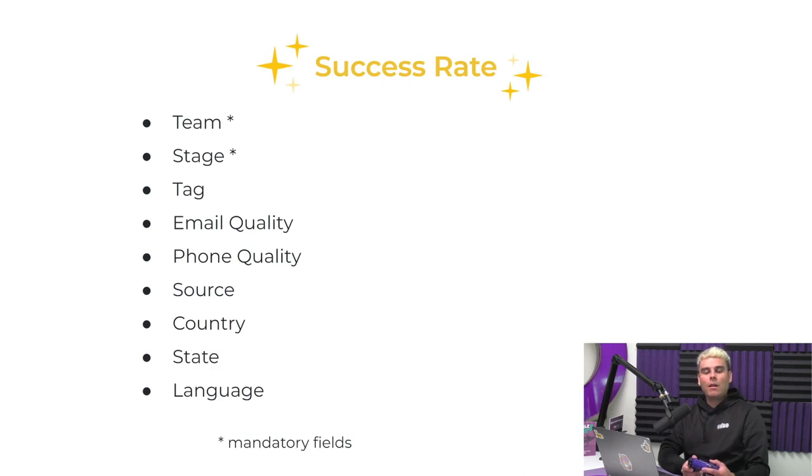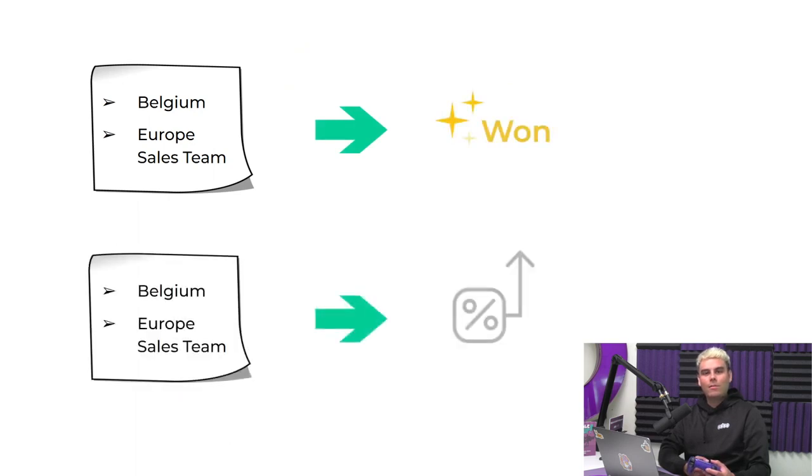Team and stage are mandatory fields as well, meaning they always are taken into account. From the rest of the list, you can choose which ones are relevant to your company. Now, for example, an opportunity from Belgium that is handled by the European sales team is marked as 1. Then the success rate of other opportunities from Belgium that are also assigned to the Europe sales team will increase as well. Now, enough about all this.